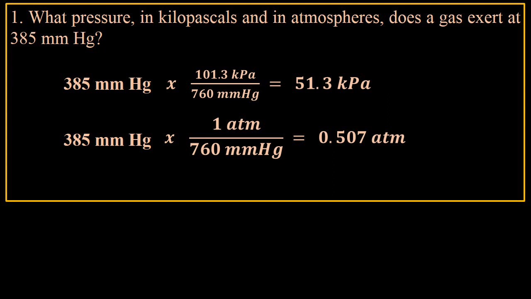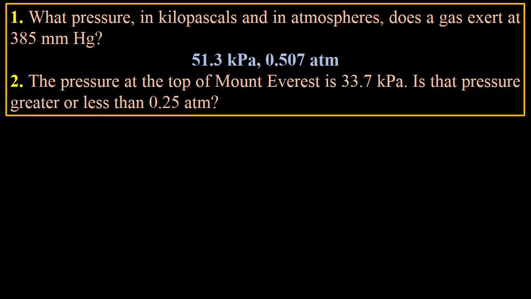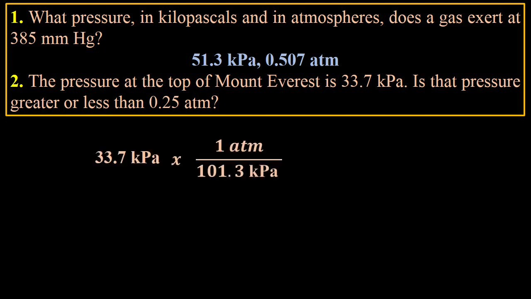Number 2: the pressure at the top of Mount Everest is 33.7 kilopascals. Is that pressure greater or less than 0.25 atmospheres? These first couple of problems are very simple, just simple conversions, just to get you used to the difference between atmospheres, millimeters of mercury, and kilopascals. You're just multiplying by a factor of 1. The kilopascals cancel and you're left with atmospheres. It's going to be 0.333 atmospheres, which is greater than 0.25 atmospheres.